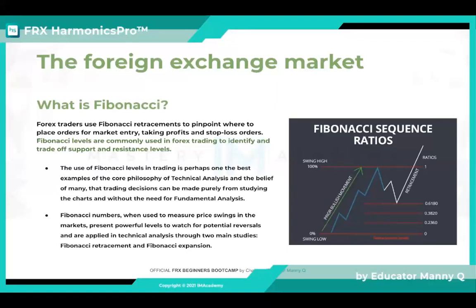And these are honestly the 3 most important concepts: identifying, verifying, and solidifying the strength. Oh, I like that. Identifying, verifying, and solidifying the strength of a particular structure level inside of the market. Okay. So the use of Fibonacci levels in trading is perhaps one of the best examples of the core philosophy of technical analysis and the belief of many that trading decisions can purely be made from studying the charts without the need of fundamental analysis.